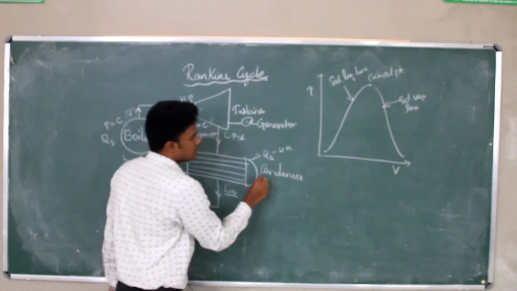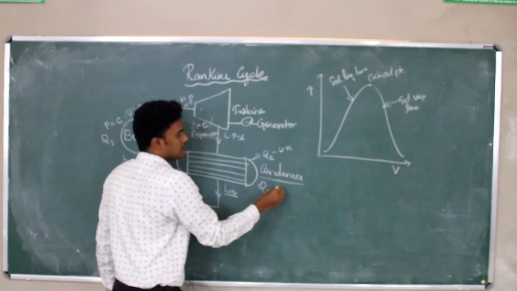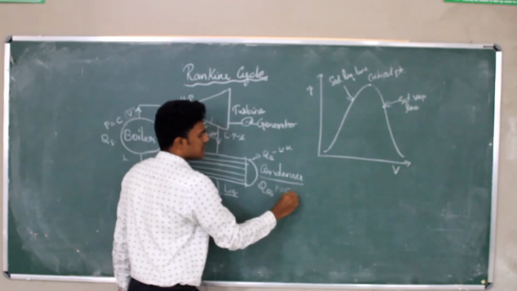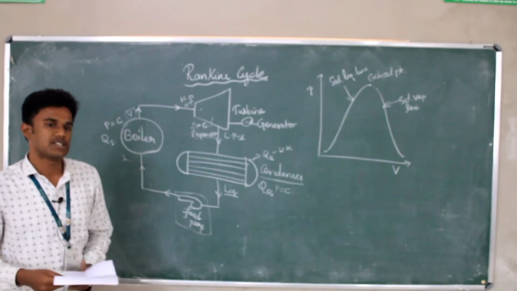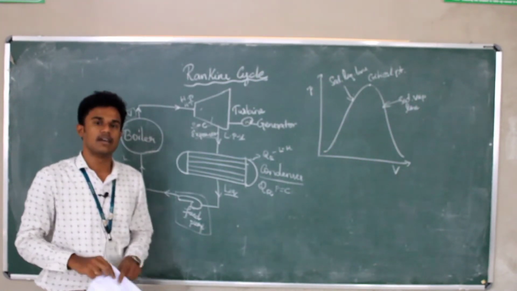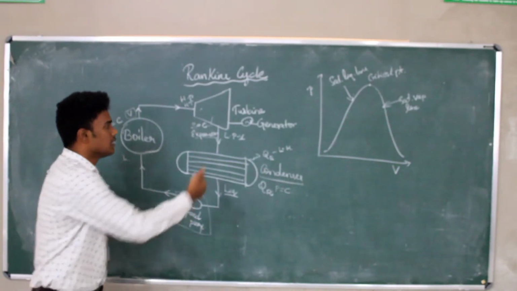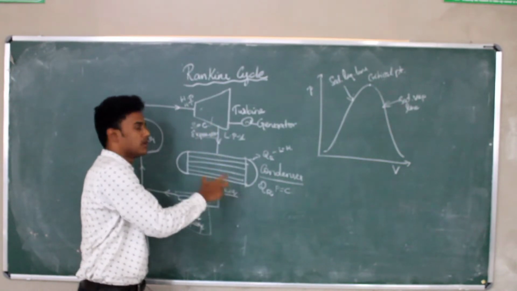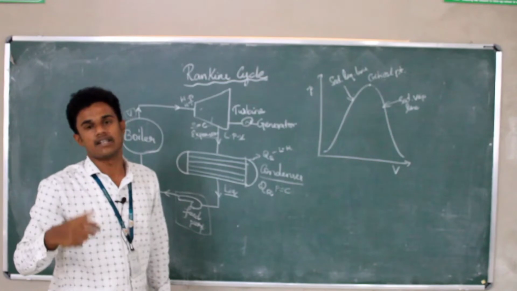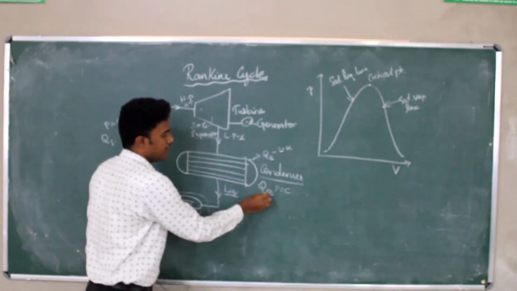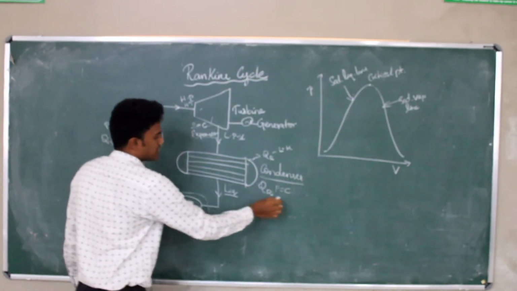Then the third process, in the condenser, the heat is rejected at constant pressure. Here the latent heat is rejected. Latent heat is the amount of heat that, when rejected, converts the vapor form into liquid form. So this is the job of the condenser. The condensation process occurs in the condenser. So here the heat is rejected at constant pressure.